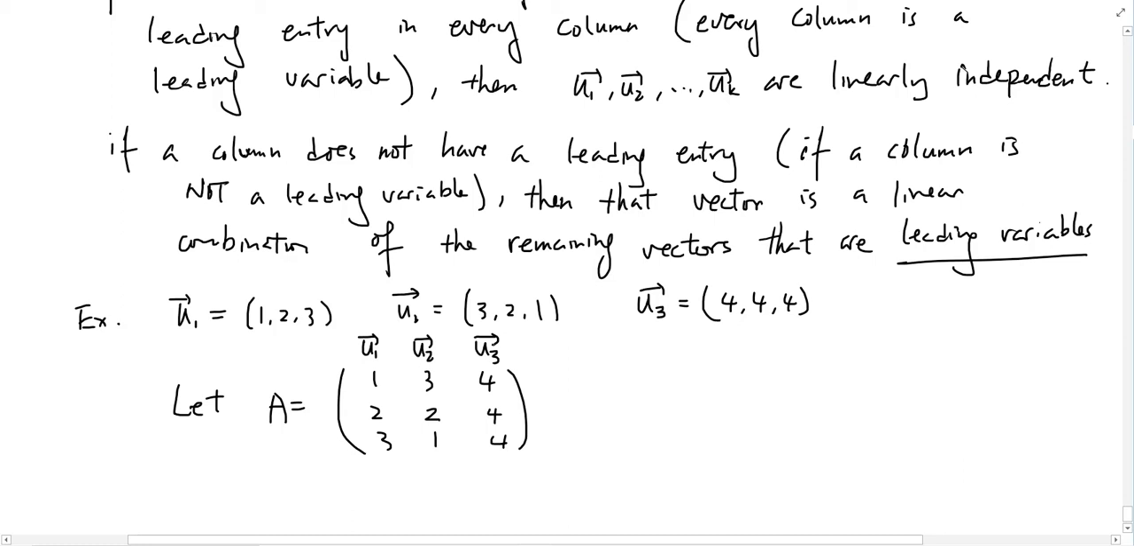What I want you to do is pause the video and go and reduce the matrix. Once you finish reducing the matrix, you unpause the video and see the answers. Okay, so go for it. So, if you reduce this matrix correctly, you should have this.